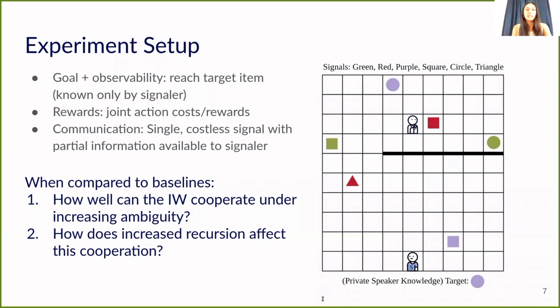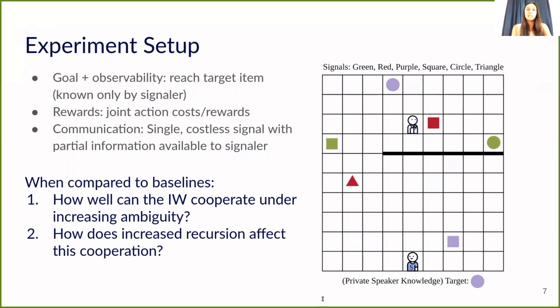So we introduce a task that helps showcase the strengths of social and physical contextual reasoning in the imagined we. Here, a signaler and receiver share an environment with different items, one of which is the target. The goal is for one of the agents to reach the target, but only the signaler knows what the target is. Moving has a cost, and getting to the target produces a joint reward. First, the signaler decides their action. They can either walk to an item or send an ambiguous signal. Then the receiver has a chance to respond.